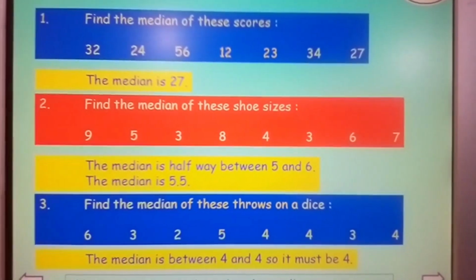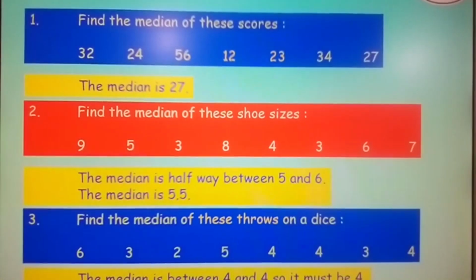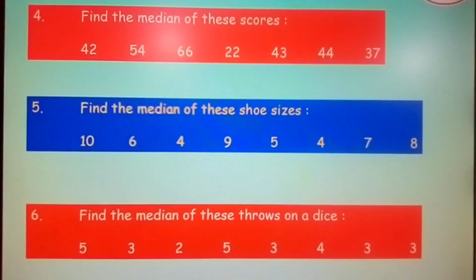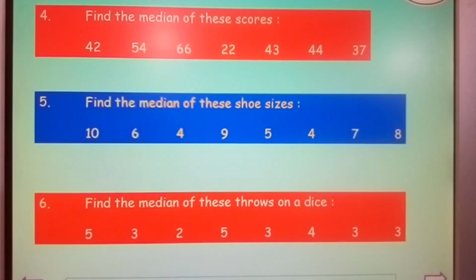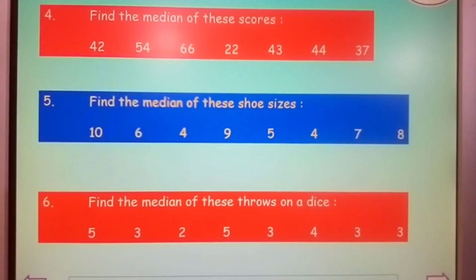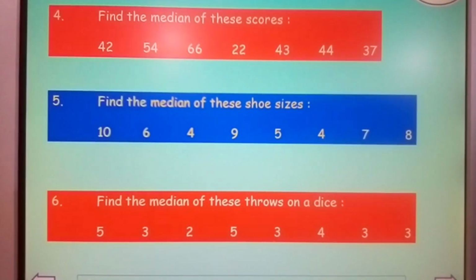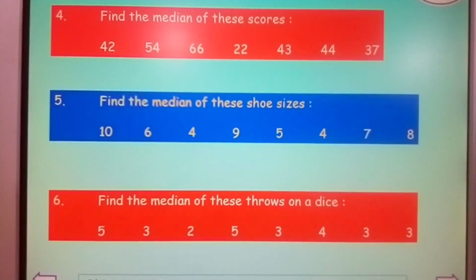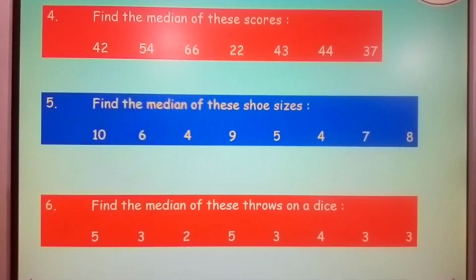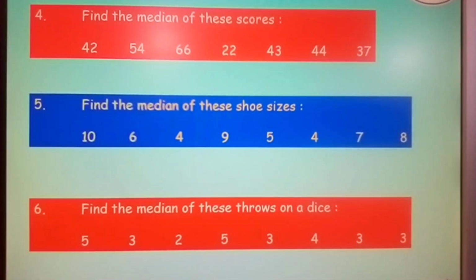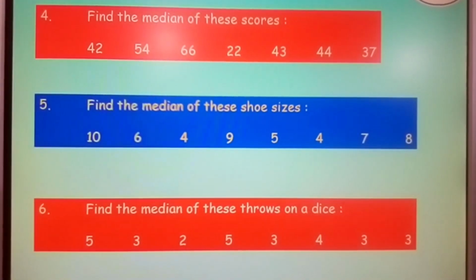Let me just pan back, make sure we can get it all in. Again, question the median: find the median of these scores. I'm not going to read them out to you, you can read this for yourselves. Find the median of these shoe sizes, and again, find the median of these throws on dice. Similar task you just did earlier, and practice, practice, practice makes perfect.